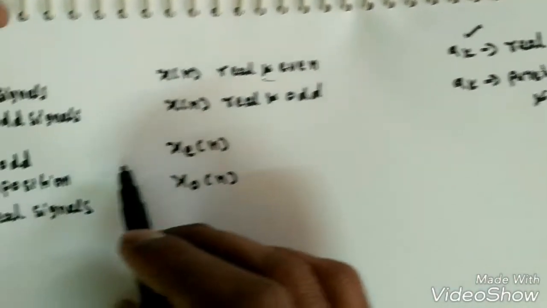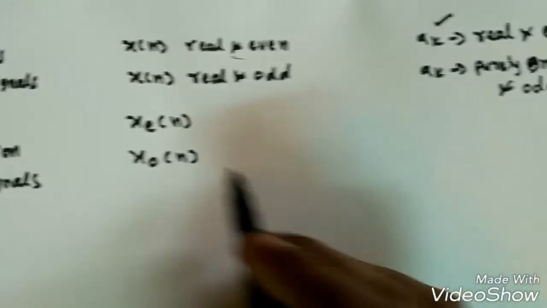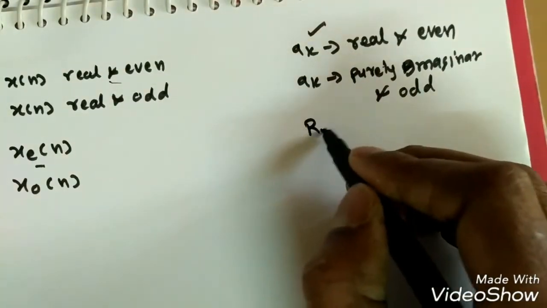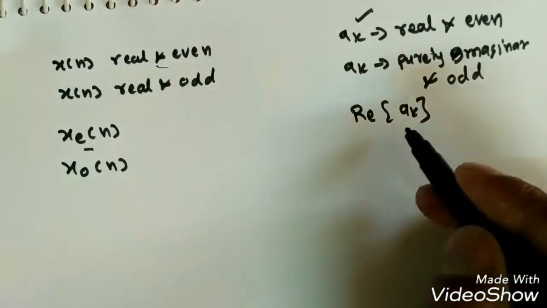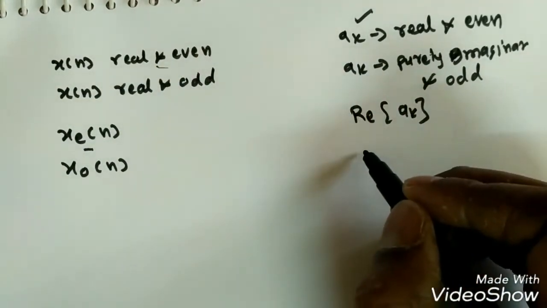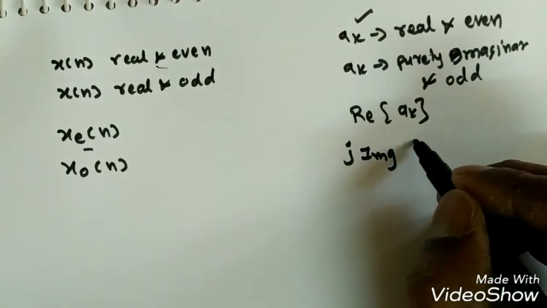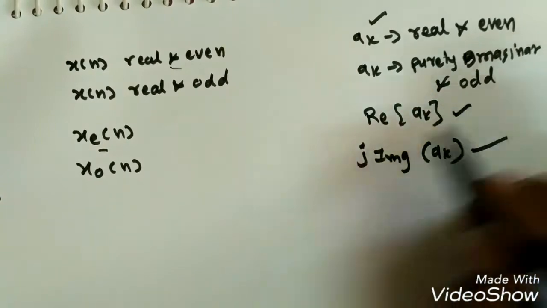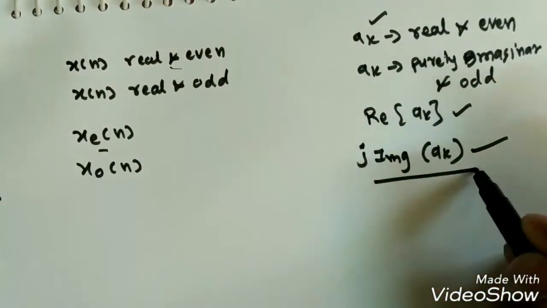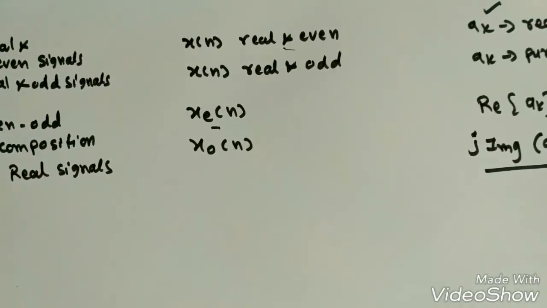Now if I take the even and odd parts of x of n, the even part, xe of n, gives the real part of ak. Only even means only the real part; the odd part gives only the imaginary part, j into the imaginary part of ak. So the even part corresponds to the real part, and the odd part corresponds to the imaginary part times j. So this is about conjugate symmetry.